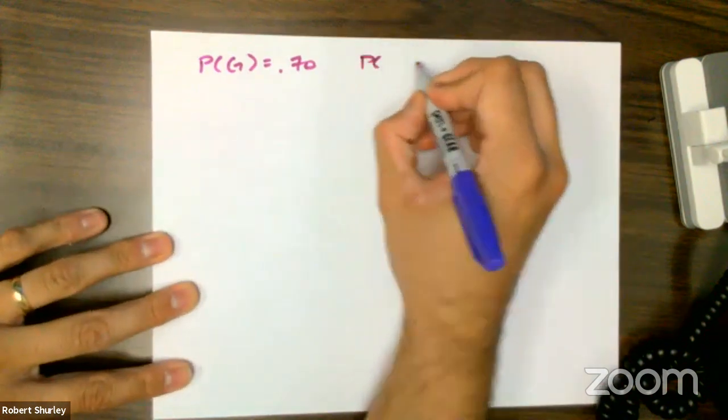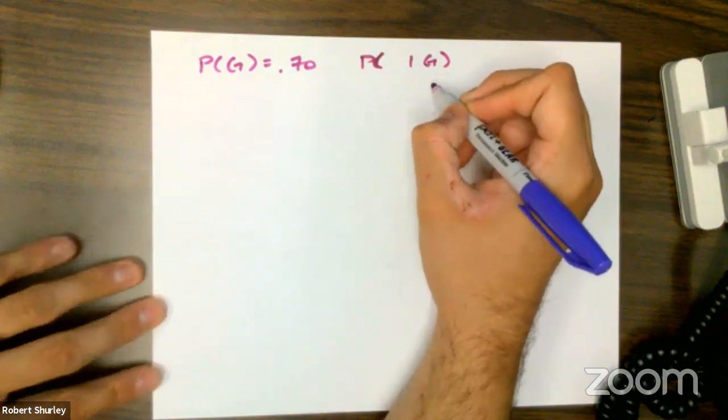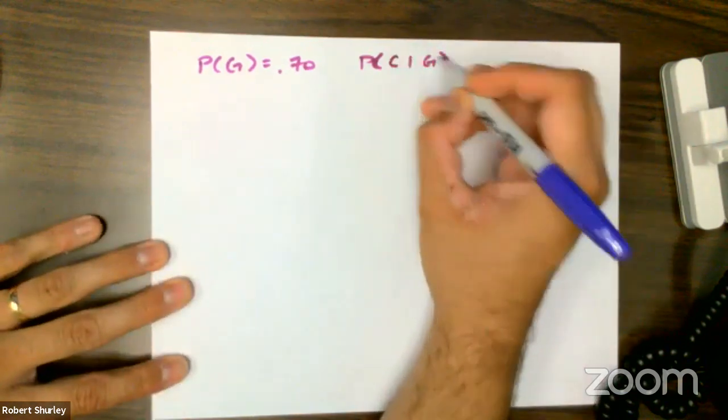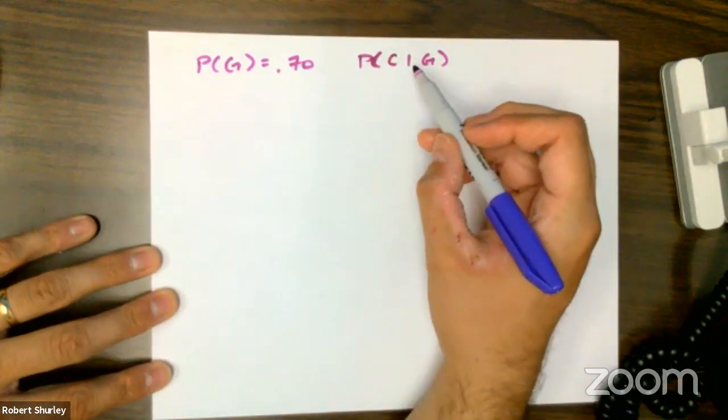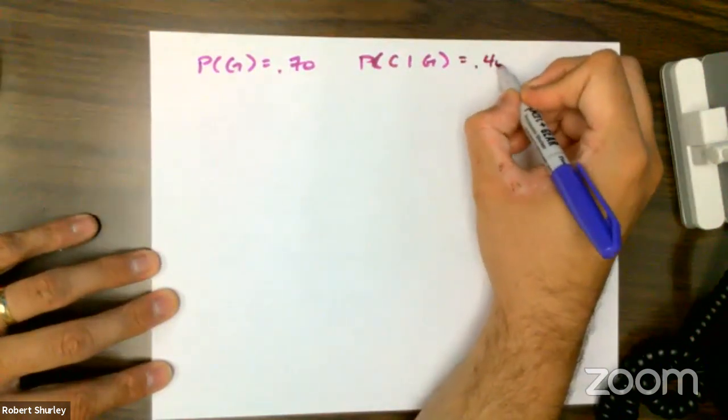Now we got to read the second sentence, and it's really important how we read it. Of those who graduate. So that means the given is that they graduate, right? The given is that they graduate because it's saying of those who graduate. 40% attend college. So the probability you attend college given you graduated is 0.40.